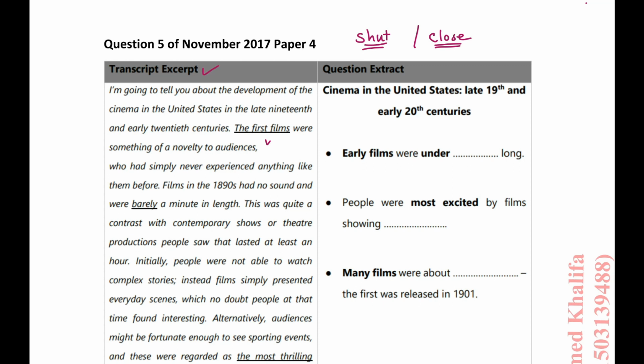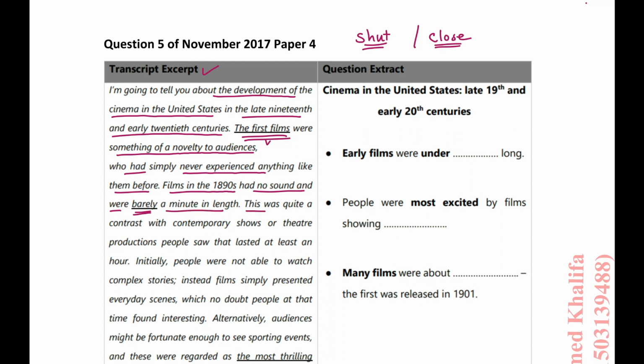I'm going to tell you about the development of the cinema in the United States in the late 19th and early 20th century. The first films were something of a novelty to audiences. We had simply never experienced anything like them before. Films in the 1890s had no sound and were barely a minute in length. This was quite a contrast with contemporary shows of theater productions people saw that lasted at least an hour.